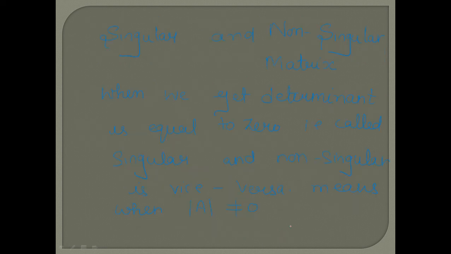Now, what are singular and non-singular matrices? When you get the determinant equal to 0, that is a singular matrix. But if you get the determinant not equal to 0, meaning you get the result in minus or plus values, that is called a non-singular matrix.